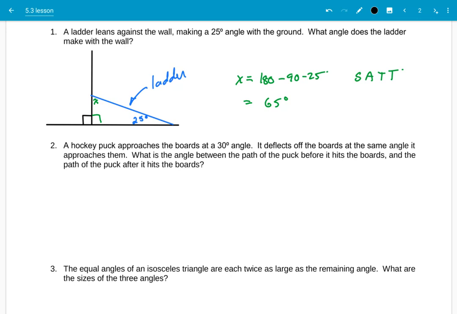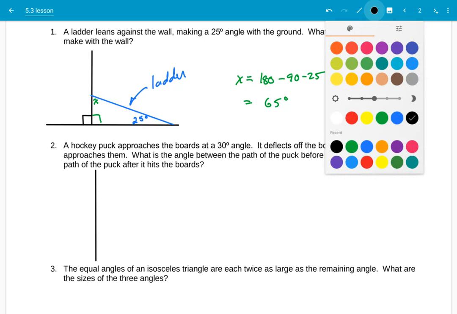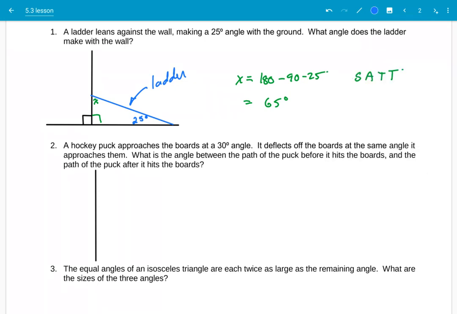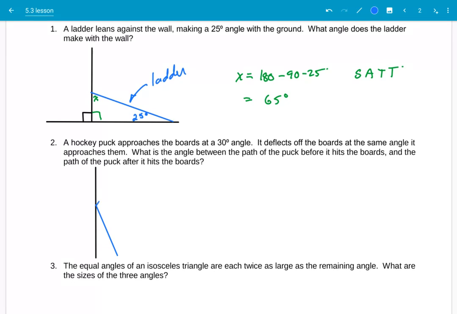Okay, so you've got the diagram done. Maybe you have the whole thing worked out. So I'm going to draw the boards. And the puck is approaching at an angle of 30 degrees. And the way you orient this is somewhat up to you, but let's say 30 degrees. And then it leaves at the same angle.